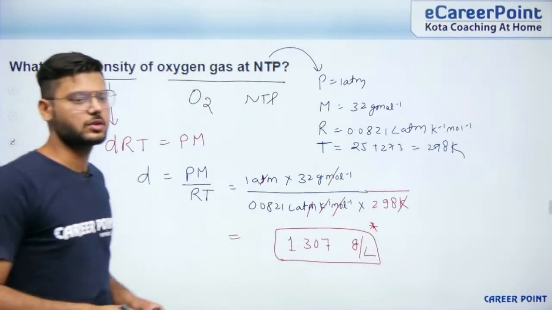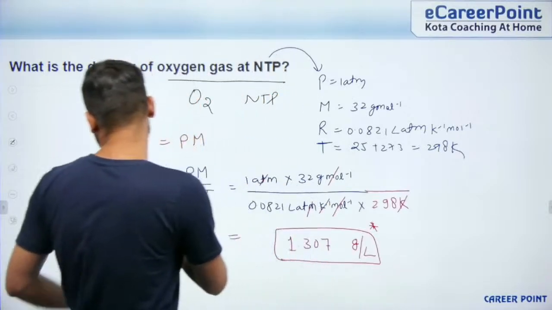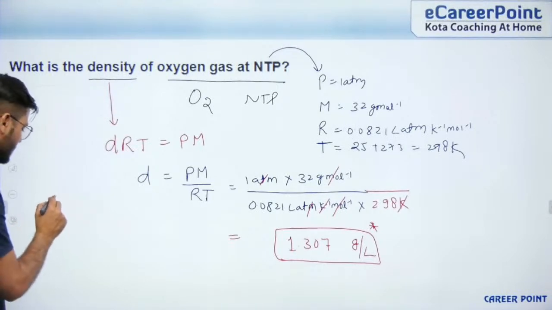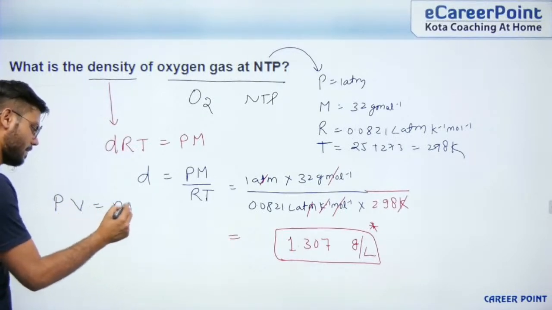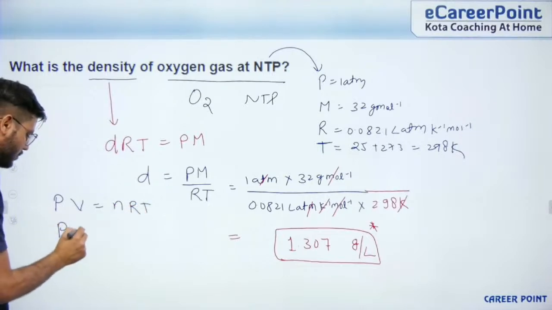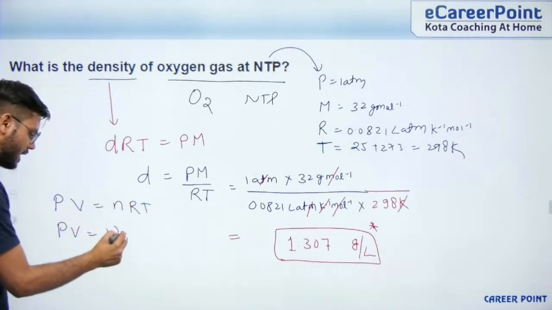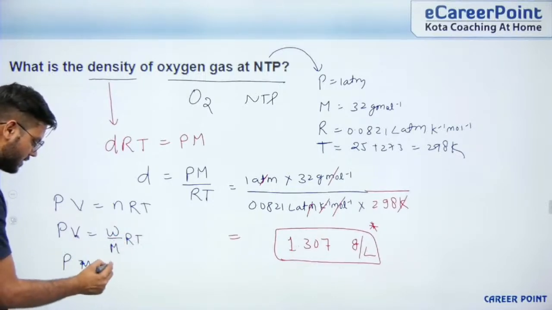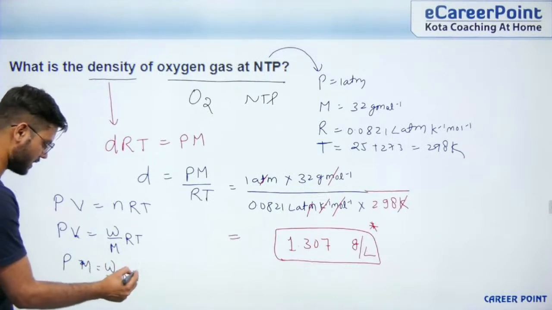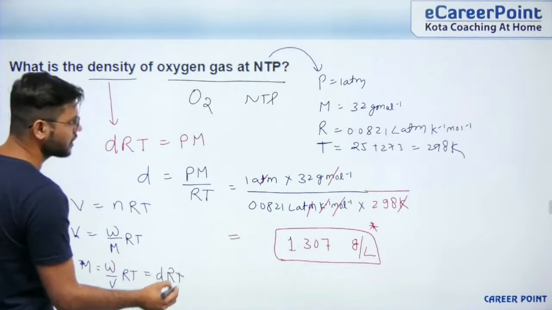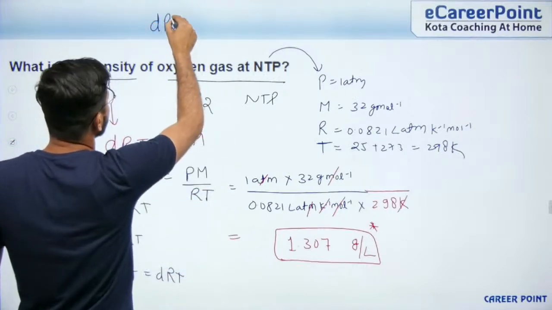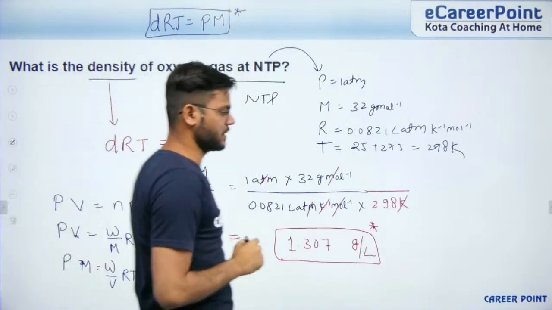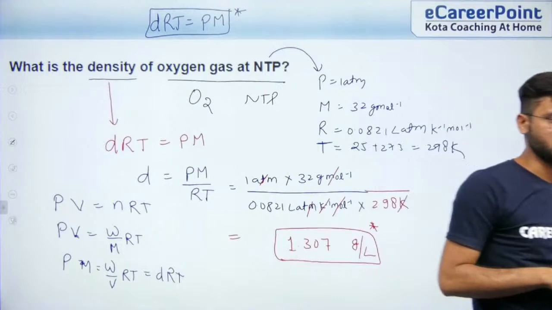So is there any doubt in this question? Do you have any doubt? See how this formula arrives. If you forgot, let me tell you how this formula is arrived. If you remember PV equal to nRT, then PV equal to weight upon molecular weight into RT. Then sending the mass here, weight upon volume is the density, so we have dRT equal to PM. So the formula is d equals PM upon RT. Look into this, and is there any doubt?